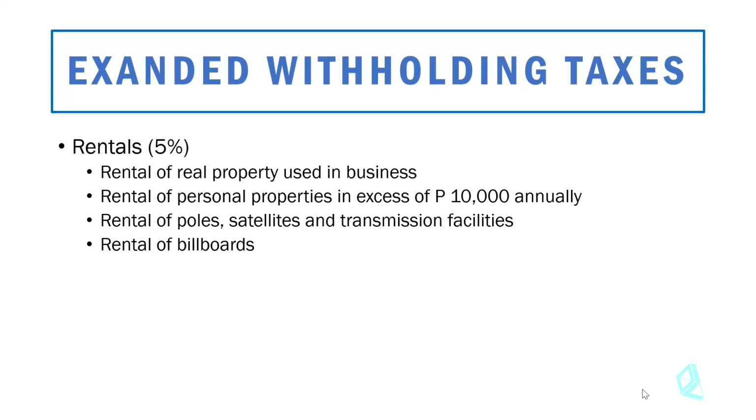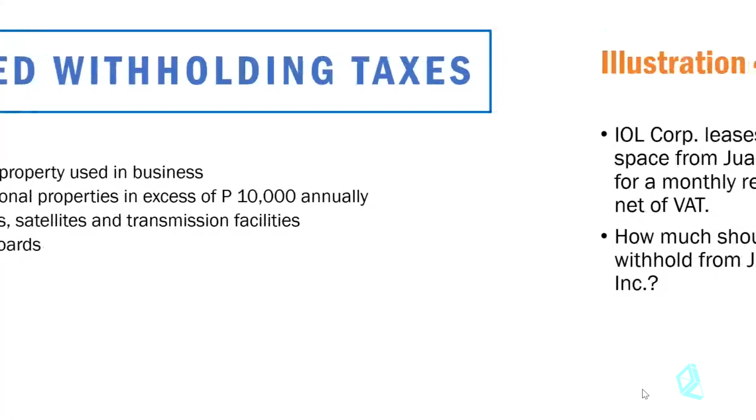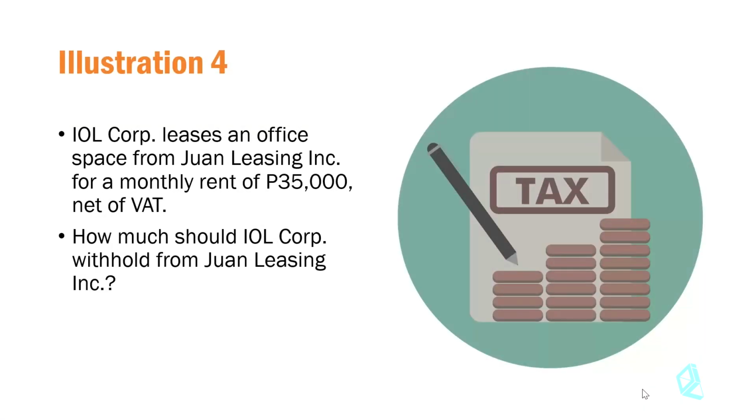So these are rental payments to building owners or personal properties even in excess of 10,000, poles, satellites, transmission facilities, and even billboards. So if you're renting any of this one, you have to withhold 5% of your payments to them. So let me illustrate that with another example. You have here IOL Corp that leases an office space from Juan Leasing Incorporated for a monthly rent of 35,000 pesos, and this is net of VAT. How much should the company withhold from Juan Leasing Inc.?